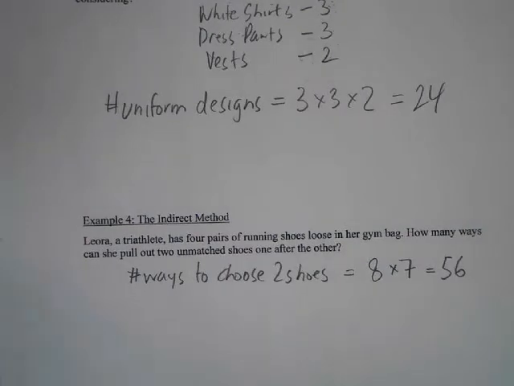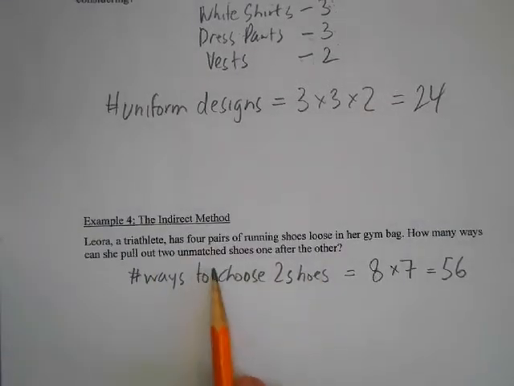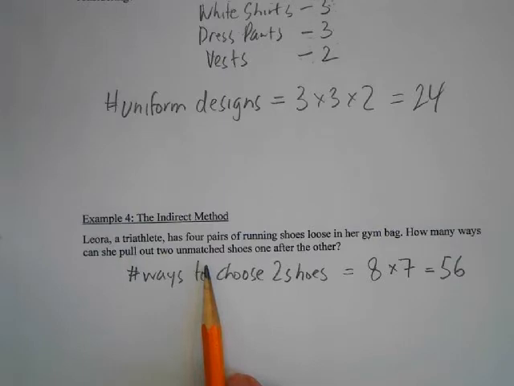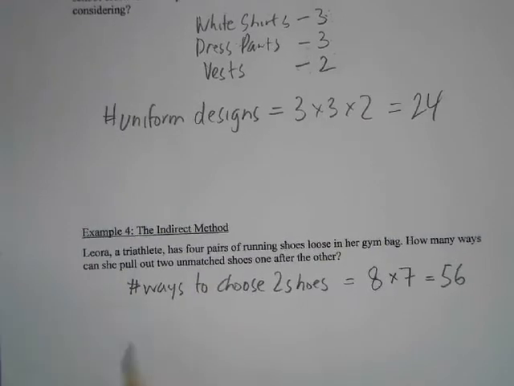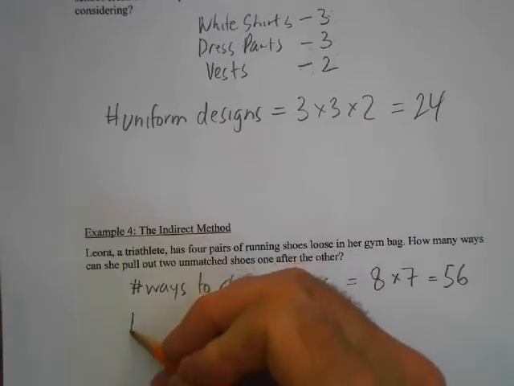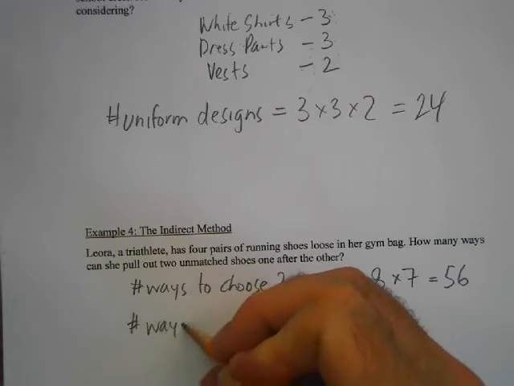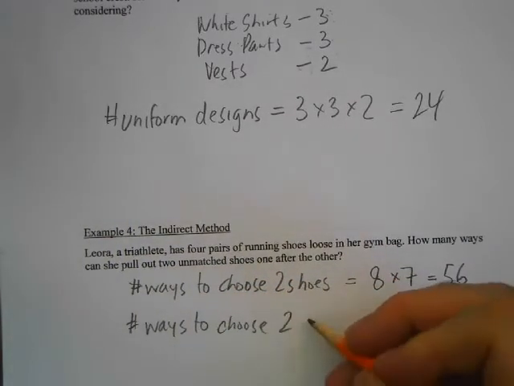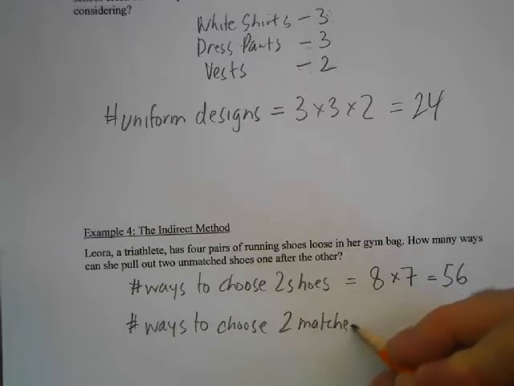Okay, so we're going to use this to actually calculate what we're looking for. Now for the indirect method, we're being asked how many ways can she pull out unmatched shoes. So the indirect method would be how many ways are there to pull out 2 matched shoes. Okay, so number of ways to choose 2 matched shoes.